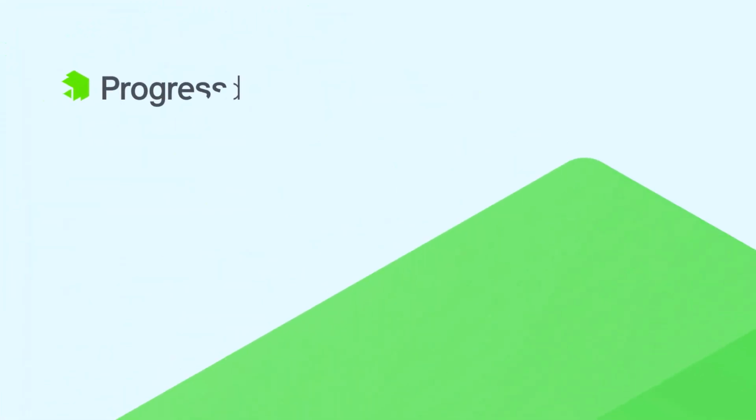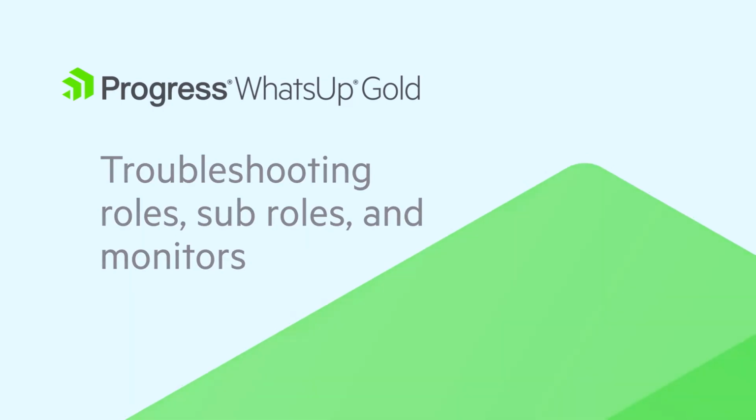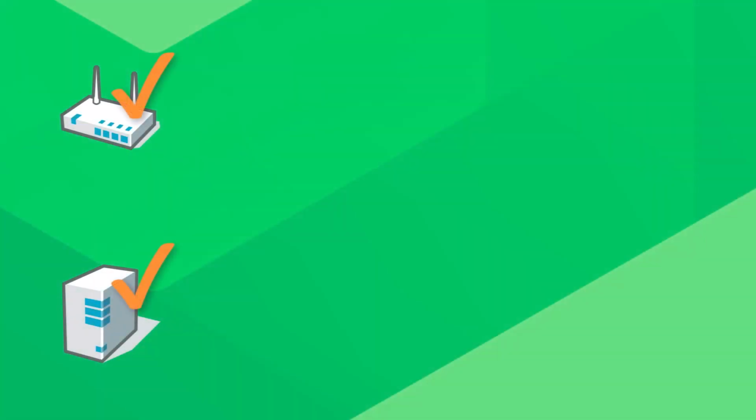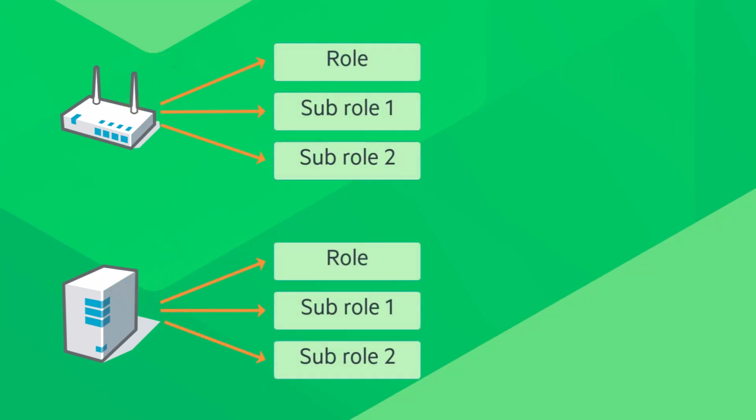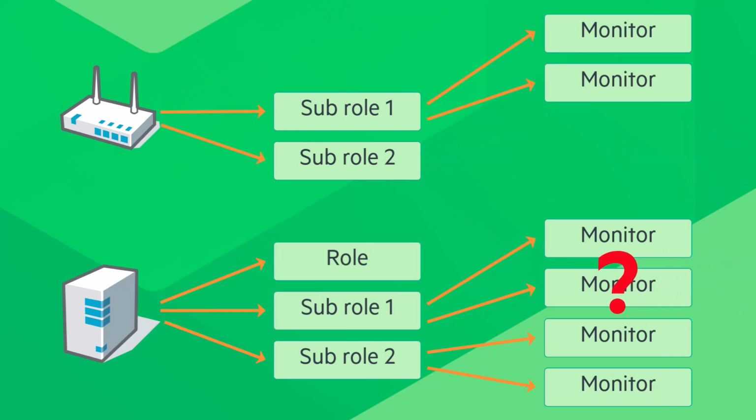This video reviews tips for troubleshooting your role, subrole, and monitor assignments in WhatsUp Gold. When WhatsUp Gold discovers the devices in your environment, it attempts to assign a primary role and additional subroles to each device, such as router, switch, or Windows Server. Based on these roles and subroles, WhatsUp Gold then assigns monitors to the devices to automatically monitor their status and performance. This video lists the most common reasons why WhatsUp Gold may not have assigned the role, subrole, or monitor that you would normally expect for a device.